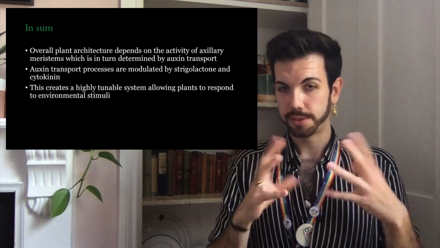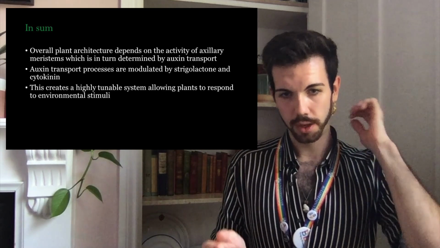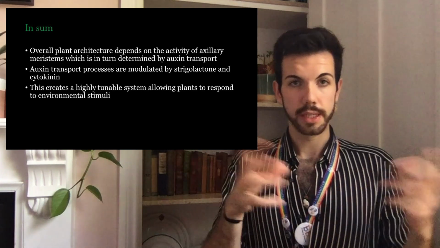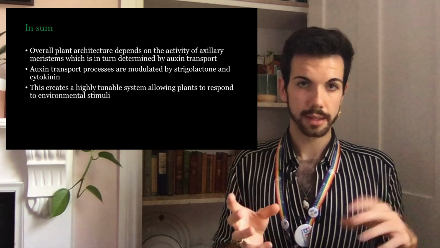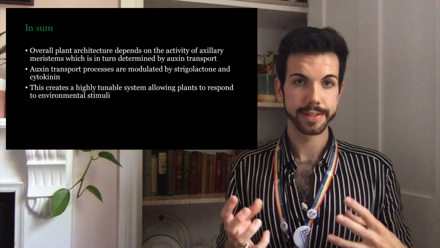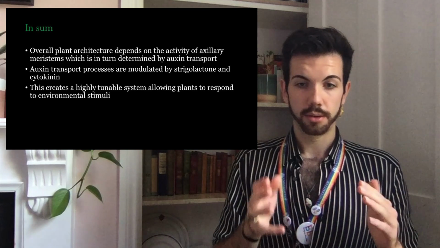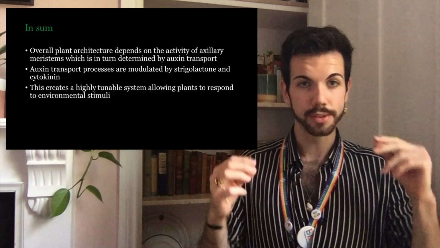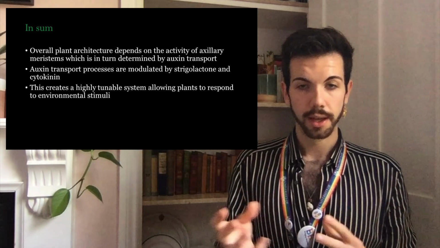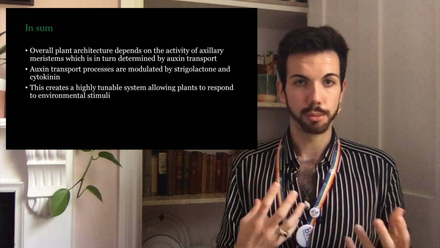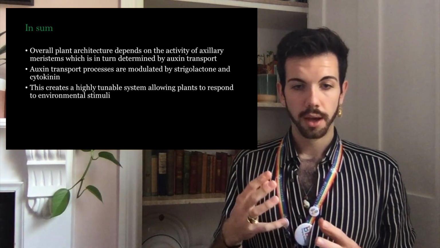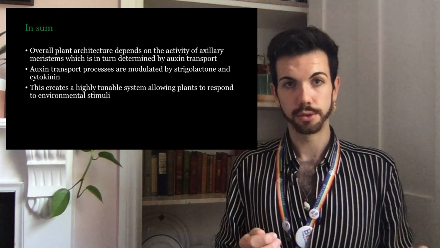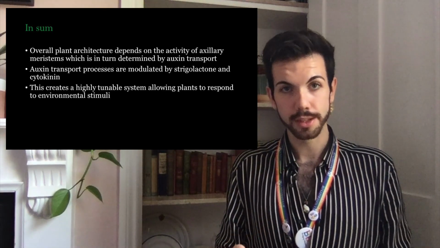So just to summarize what we've been talking about, in general, the overall architecture of a plant depends on the activity of these axillary meristems and whether they lie dormant or are active. That in turn is controlled by auxin transport, which regulates other hormones, and that acts together to integrate all of these different environmental stimuli and means that the plant is able to form an adaptive response. And this creates a highly tunable system which can create the diversity of forms which we see when we look out of our window.